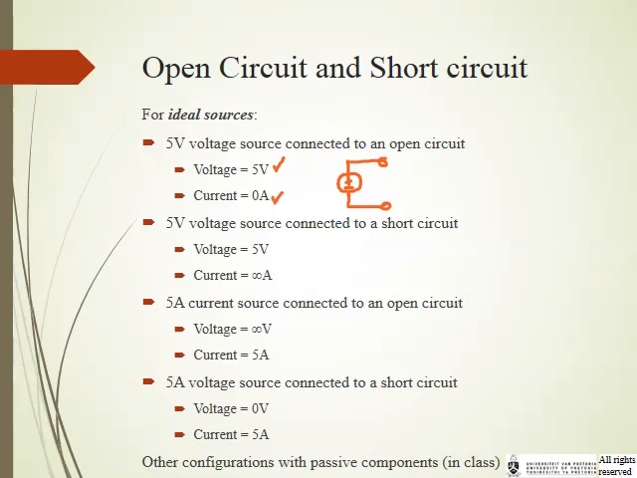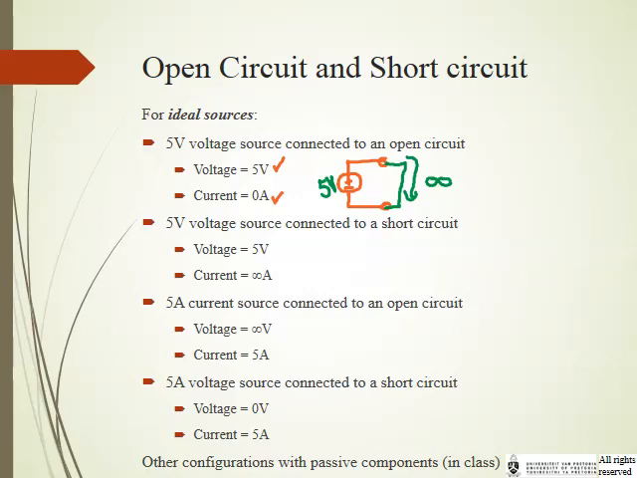If we were to now make a short circuit, in other words, we connect those 2 terminals, then what's going to happen? The voltage across this is still going to be 5 volts, but in order for that to happen, the current that's going to flow through this has to be an infinite value. Right, remember, we're talking about ideal sources. In reality, this can't happen.